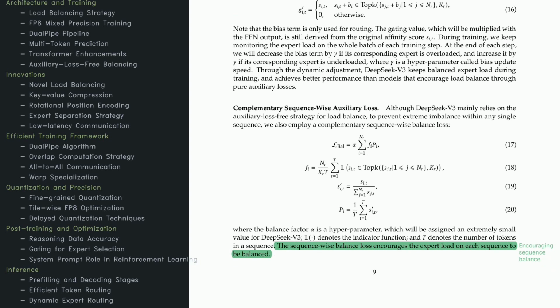To keep workloads evenly spread out, DeepSeek V3 pairs its auxiliary loss-free method with a sequence-wise strategy. This extra layer keeps any single sequence from leaning too heavily on one expert. The secret is the balance factor, which tweaks the contribution of each expert at the sequence level. Because of this, the model avoids performance hits due to uneven loads, even under tough workloads. It's a straightforward but effective way to make sure everything runs smoothly, showing off the model's robust, scalable design.